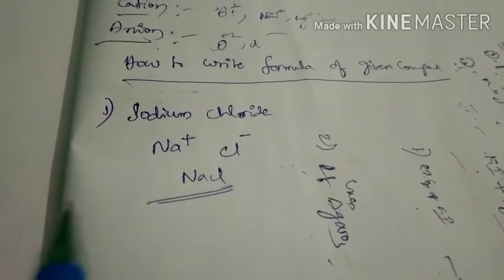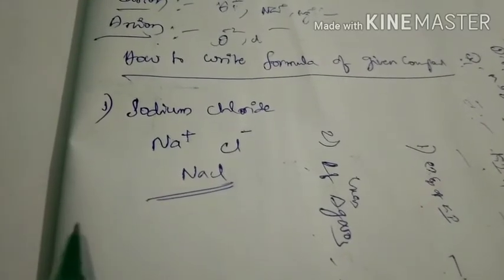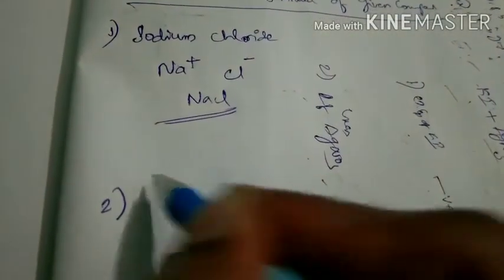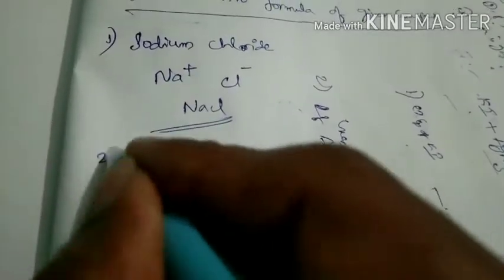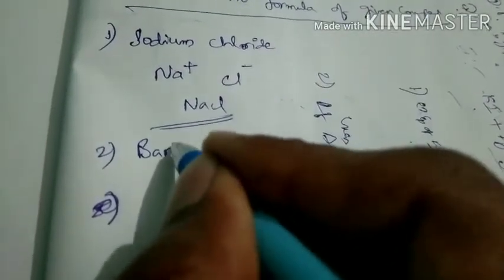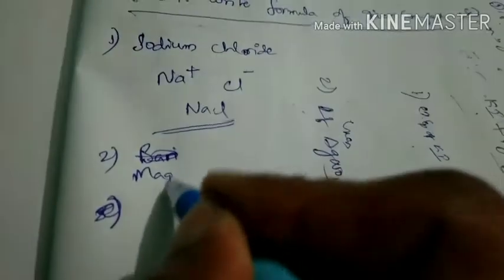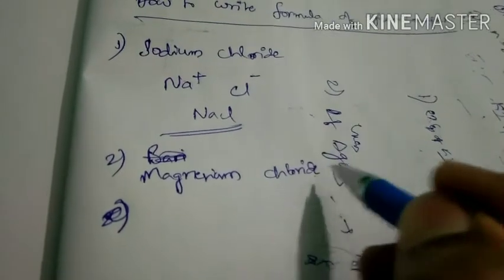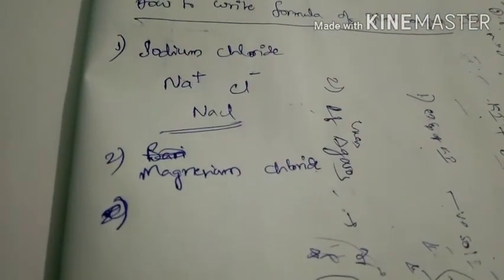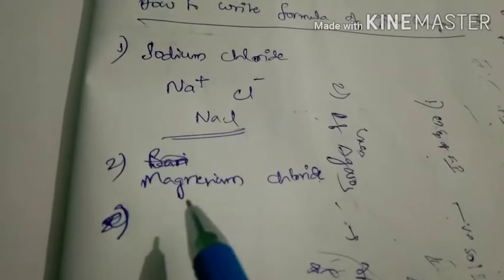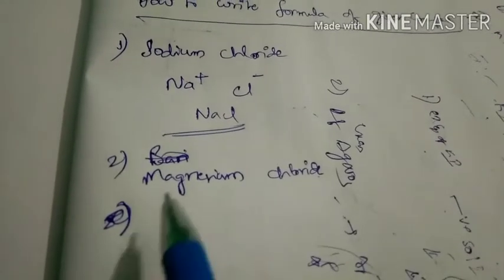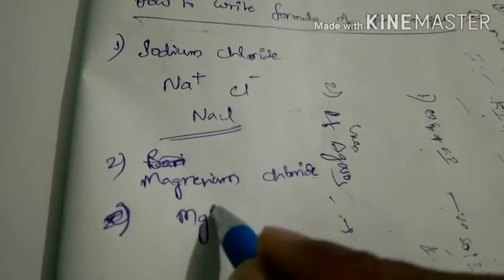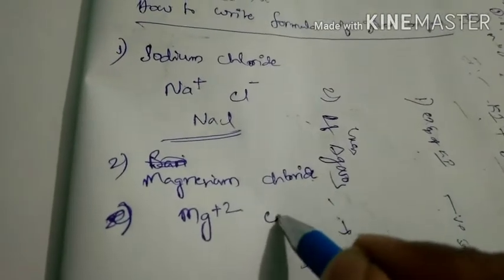Suppose the charges are different, then what do we have to do? I will show the example. One more example: magnesium chloride. Our target is to write the formula of magnesium chloride. First, we have to know the symbols. Magnesium symbol is Mg plus 2. Chloride symbol is Cl minus.